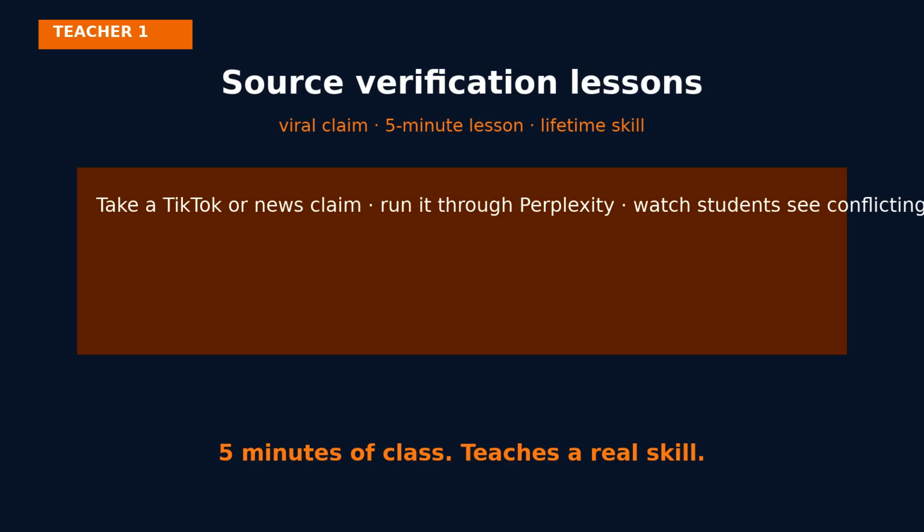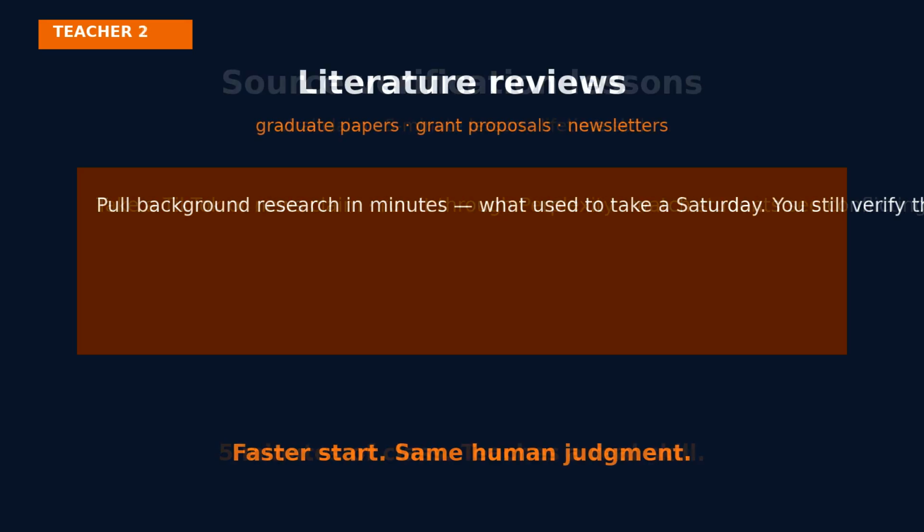3. Real-time research for class discussion. A student asks a question you do not know the answer to. Pull up Perplexity on the projector. Ask it together. Read the cited sources together. Demonstrate critical reading in real time.